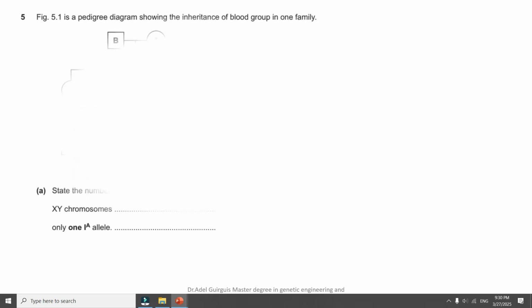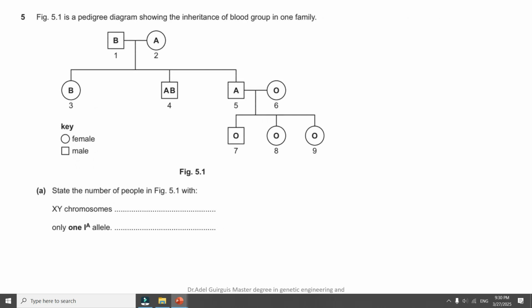Okay. Now for number 5. Figure 5.1 is a pedigree diagram showing the inheritance of blood group in one family. B and A: B the husband, A the wife. Their offspring are 3, 4 and 5, and their son number 5 married the female number 6 to produce offspring in the second generation: 7, 8 and 9.